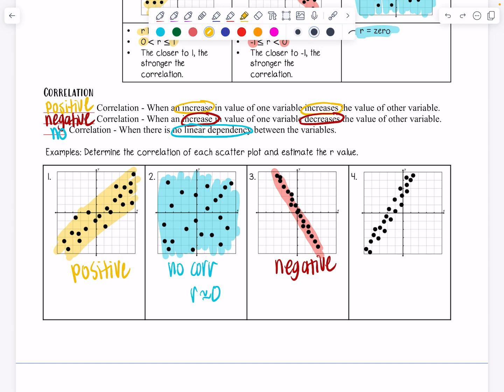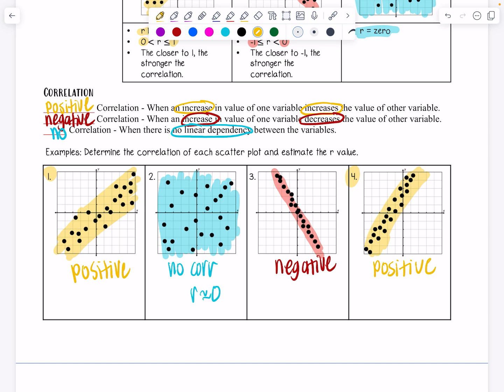And then we have another positive relationship, but number 4 is a little bit more strongly related than number 1. So I would say it's still positive, but it's going to be closer to +1 than number 1 is. So like maybe number 4 is like 0.75 and number 1 is like 0.34, okay?